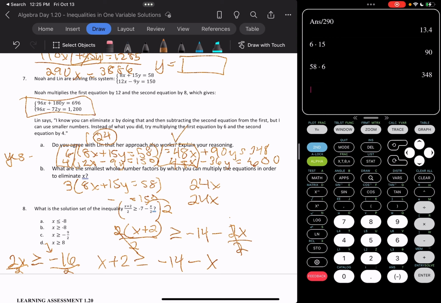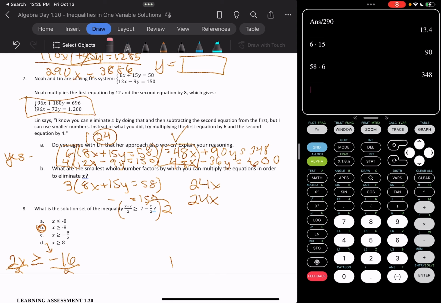So that sign flip only happens when we're dividing by a negative. So this is going to remain x is greater than or equal to negative 8. And if you want, we can prove that by looking at a number line here. If we put our negative 8 as the answer, to this side of it is 0, to this side is a greater negative number like negative 12, for example.